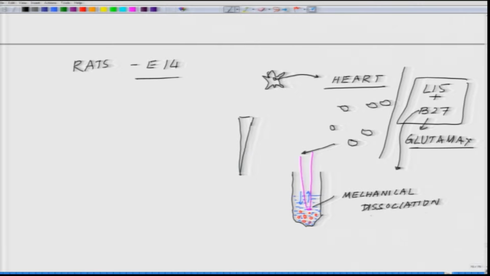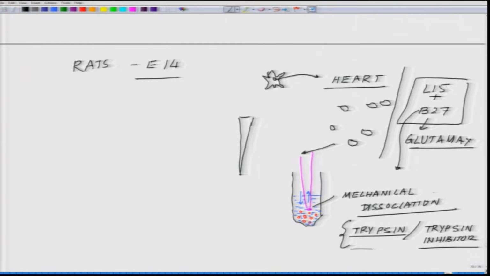And you will observe that this is good enough to dissociate the cells. There are people who use, at this stage, trypsin and trypsin inhibitor, but if you are a novice and not very keen to use any kind of enzymatic treatment and anti-enzymatic treatment to stop that reaction, I will not recommend this.